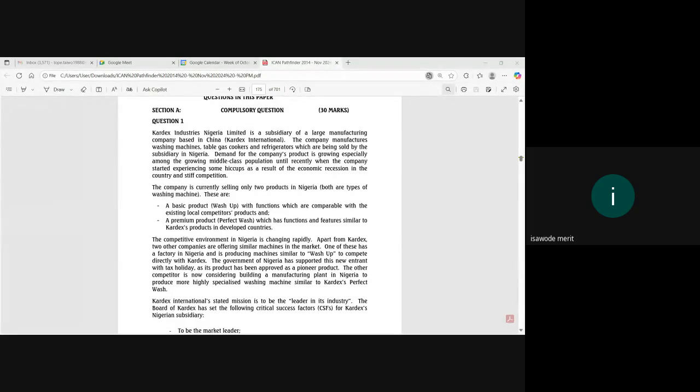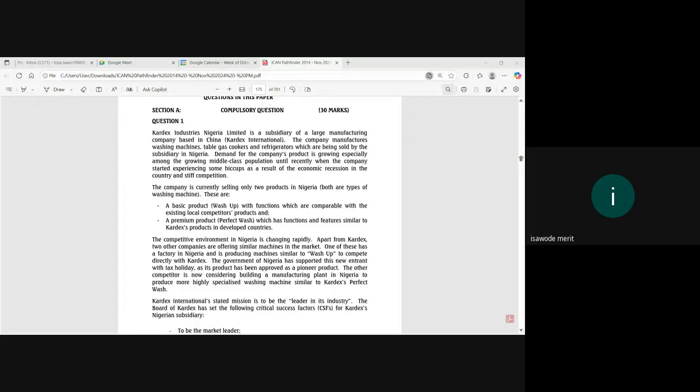These are a basic product, Wash Up, with functions comparable with the existing local competitors' products, and a premium product, Perfect Wash, which has functions and features similar to Cades' products in developed countries. The competitive environment in Nigeria is changing rapidly. Apart from Cades, two other companies are offering similar machines in the market.